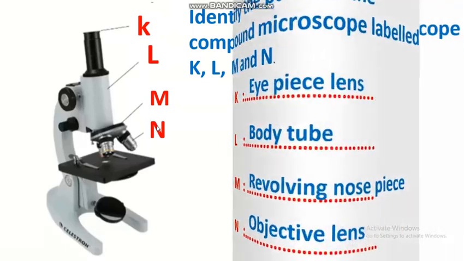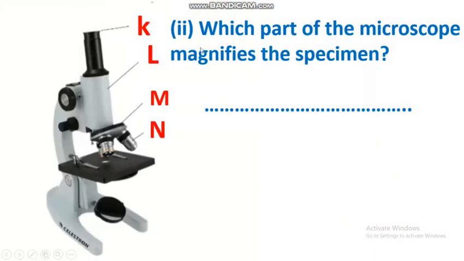Let us now look at our second question. So here is our question 2. The question reads, which part of the microscope magnifies the specimen? So we have the eyepiece right here. We also have the body tube. We also have the revolving nose piece. We also have the objective lens.